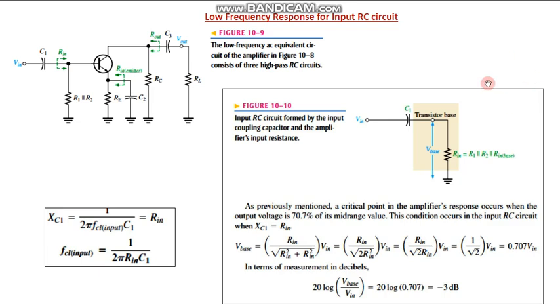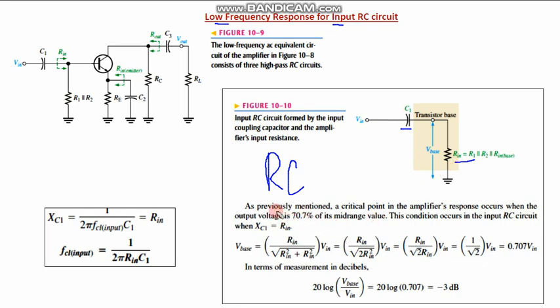Okay, let's finish this slide, and we say that an equivalent RC circuit is formed at the input when your frequency of operation is low. The frequency of the signal is low, and this is the corresponding RC circuit. So this is equivalent R, and this is the C1. Now let's talk about the circuit and the values of R and C.